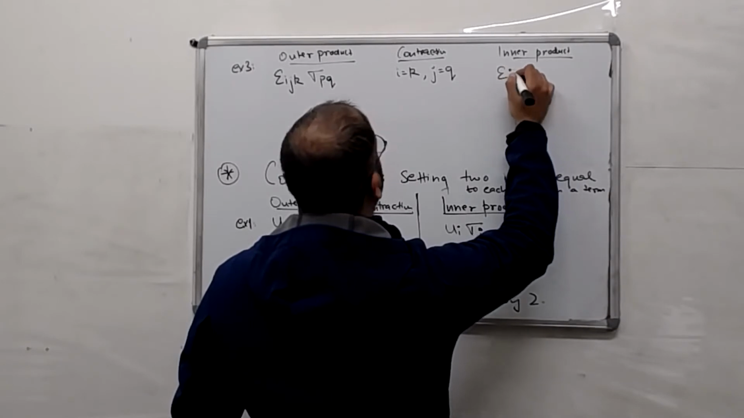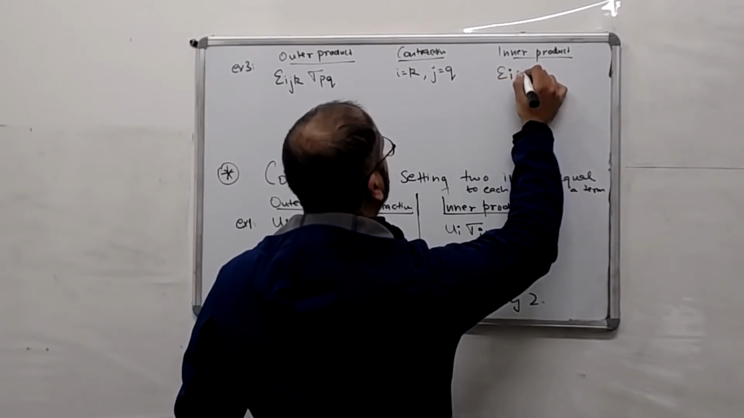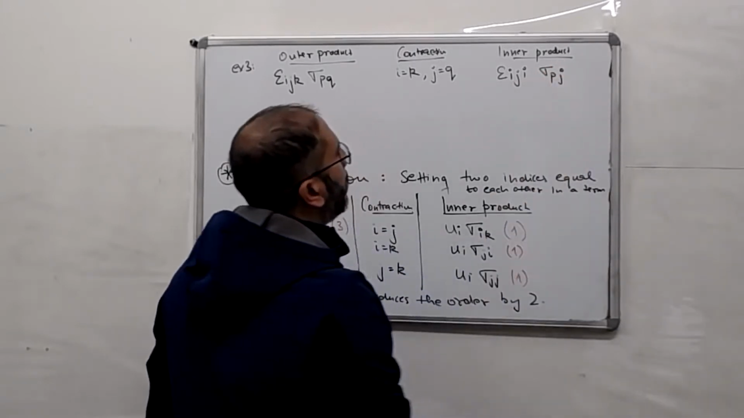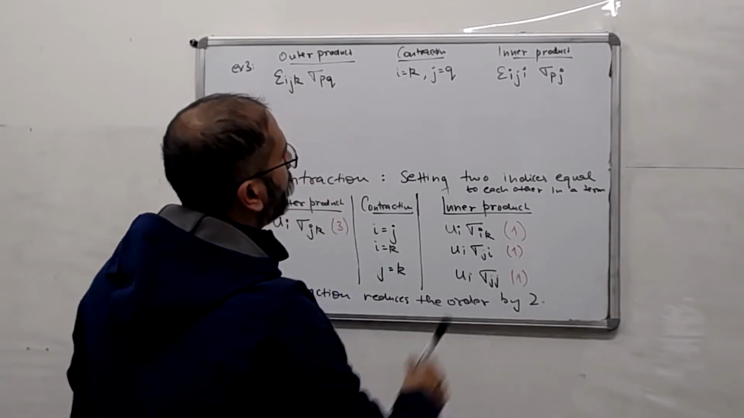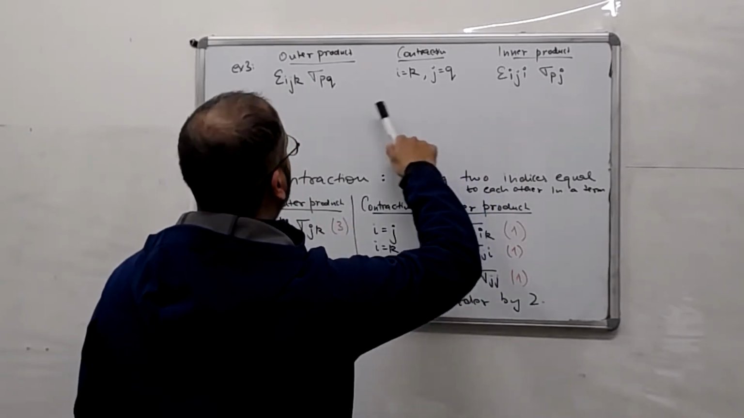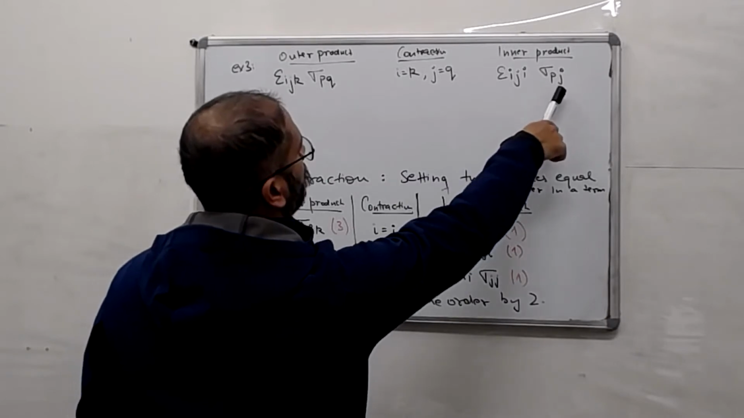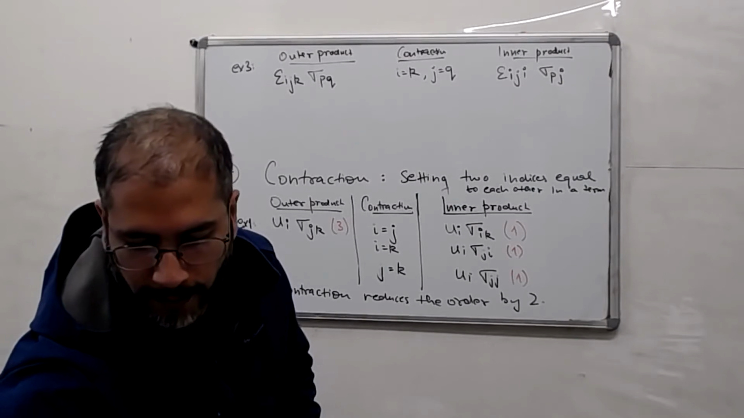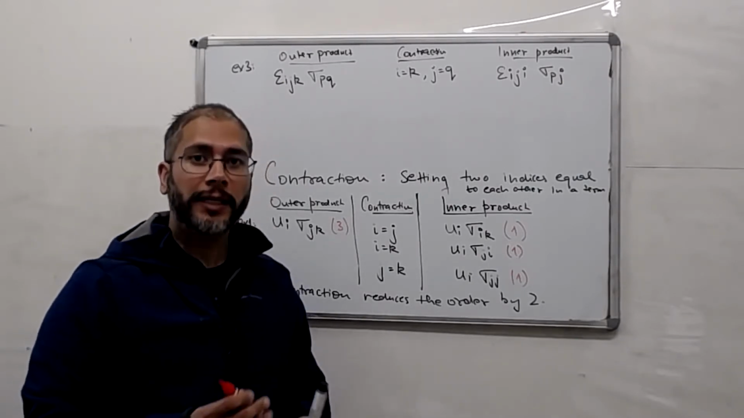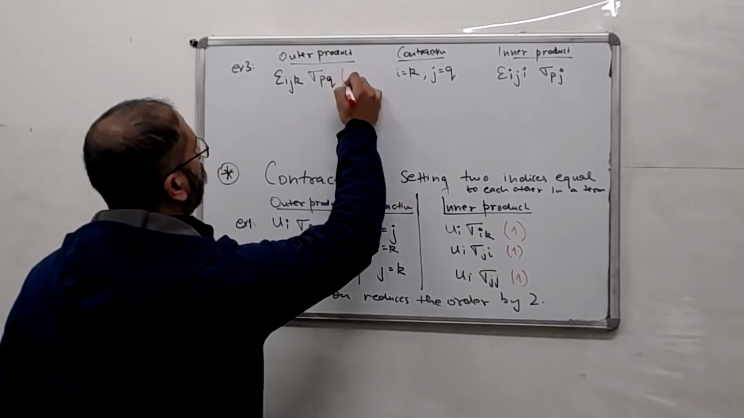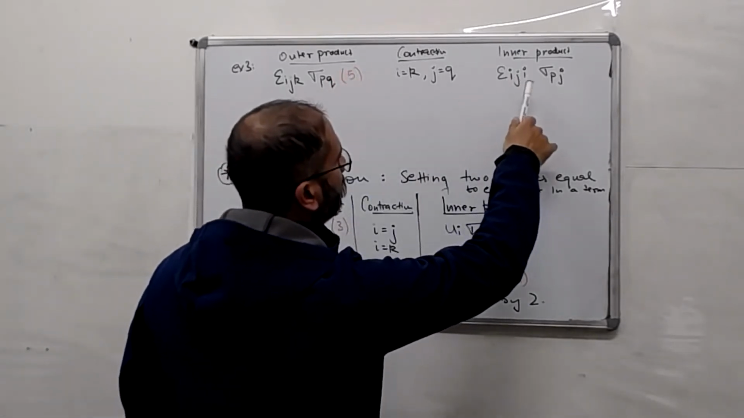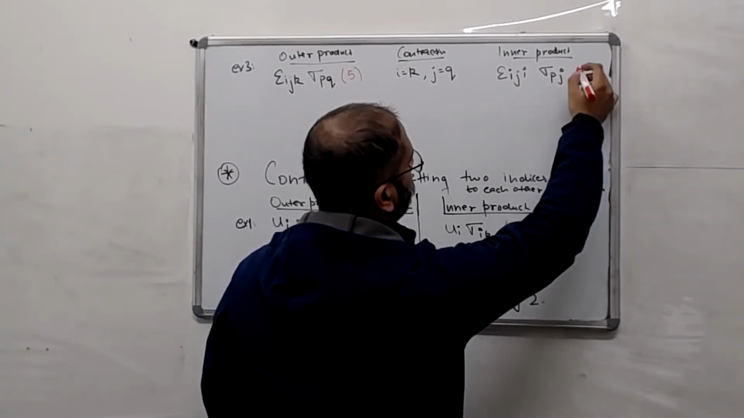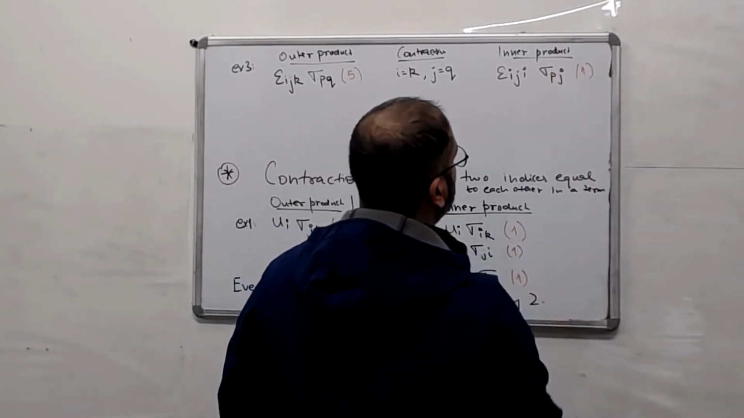This becomes epsilon ij i, and then sigma pj. So i equal to k, so i, and then we put j equal to q, so this q becomes a j. So let's count the number of free indices. The number of free indices in the outer product was 5. The number of free indices in the inner product is only p, that's 1. Both i and j are repeated here.